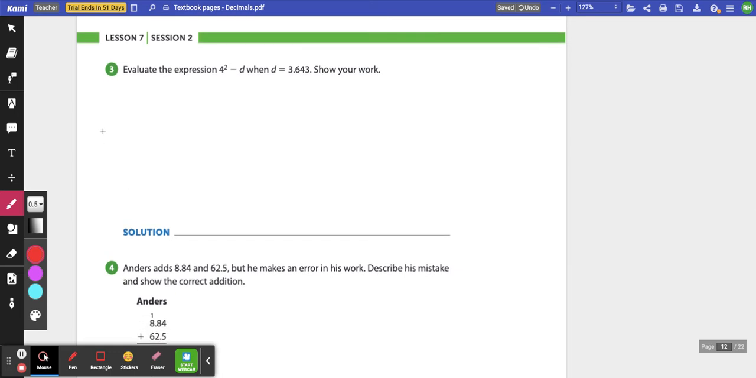Number 3, evaluate the expression 4 squared minus D if D is equal to 3 643 thousandths. First, I need to substitute my number, so I know that D is equal to 3 643 thousandths. I need to figure out what this answer is, so 4 squared is equal to 4 times 4, which is 16. And now to actually subtract these numbers, I'm going to have to line them up. So 16 is the larger number. It's going to go on top.